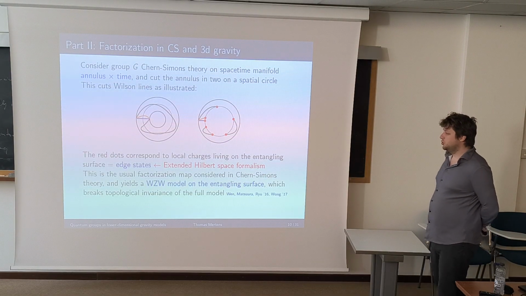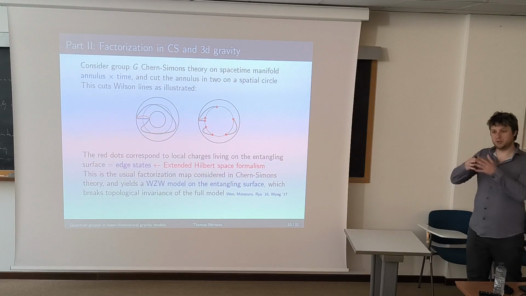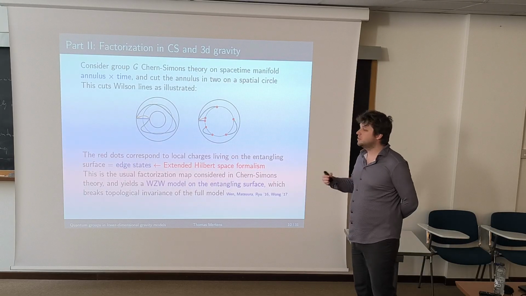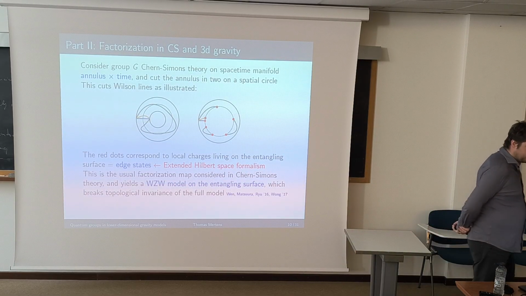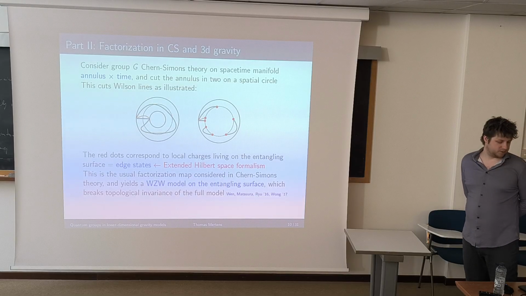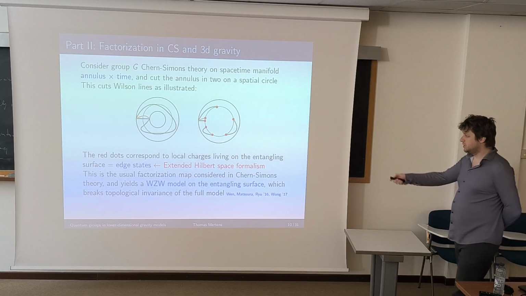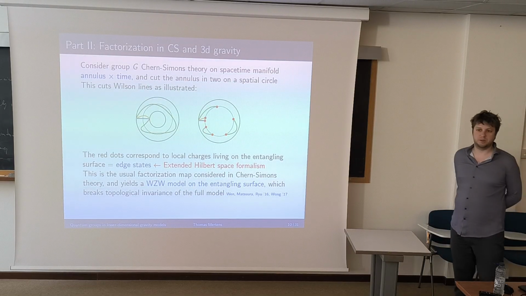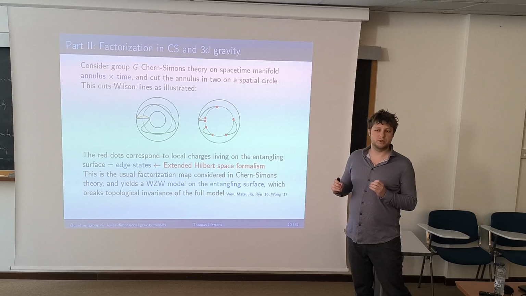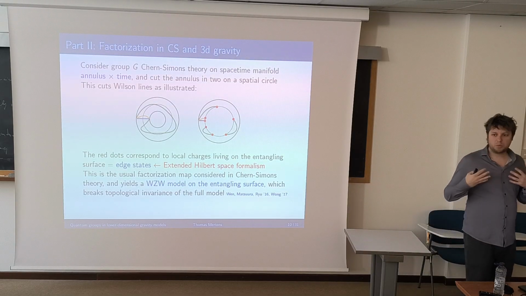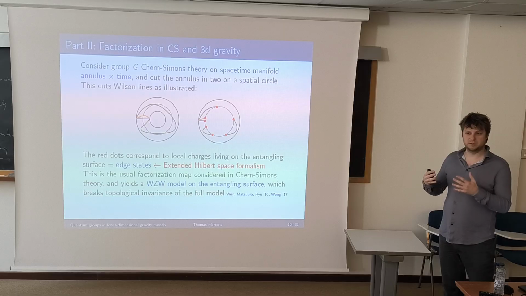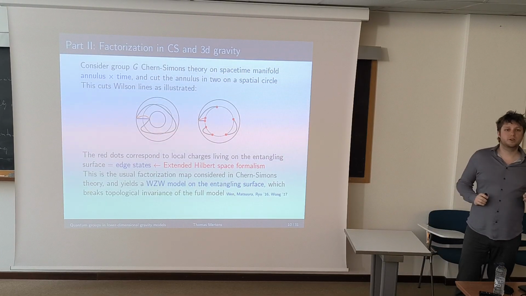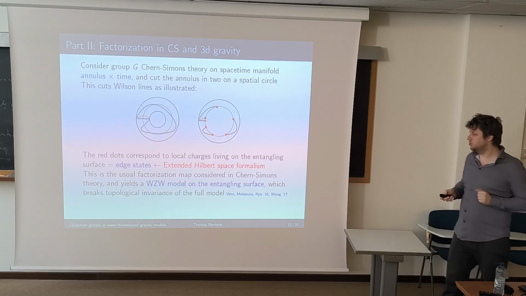Now, what I've drawn here is the usual factorization map, the usual way to cut the Hilbert space of Chern-Simons theory into pieces that people consider. And this yields, if you do the calculations, not surprisingly, a Wess-Zumino-Witten model that lives on the entangling surface. So the Wess-Zumino-Witten model is essentially the dynamical model that lives on this dashed circle here, and that gives dynamics to these red dots that appear here. So there are local charges that appear when you try to cut Chern-Simons theory. So you break topological invariance when you do that. The Wess-Zumino-Witten model breaks topological invariance of the Chern-Simons theory. So that's the usual way you would imagine trying to cut Chern-Simons theory into parts.